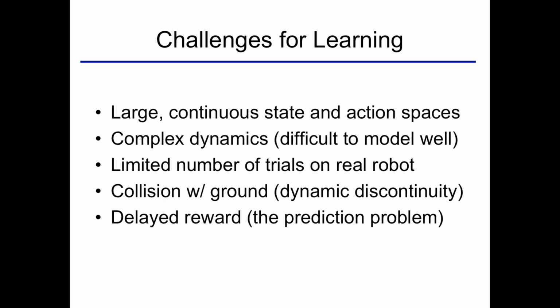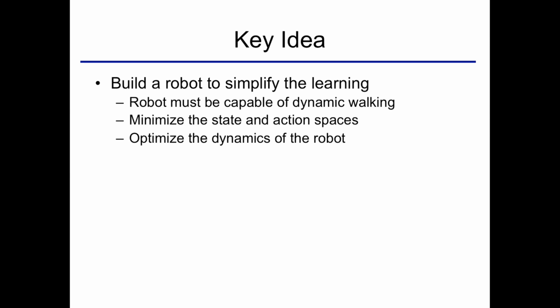So, all these problems that we've been talking about here were problems then: large continuous state and action spaces, complex dynamics, difficult to model well, limited number of trials on the real robot, collisions stink, delayed reward, okay.